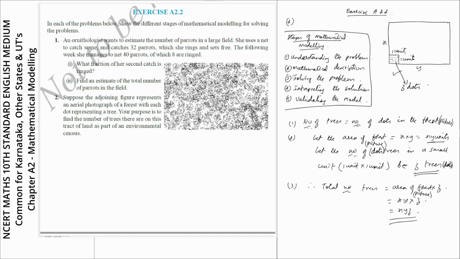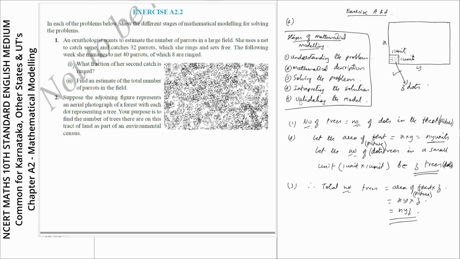Okay, so the second stage is mathematical description. If x and y are the length and breadth of this picture, then the area of this picture is x into y, equal to xy units. Let z be the number of dots in this small area. Let the number of dots in a small unit be z dots. So here there are z dots. Now if you multiply z into the area of this picture, we get the total number of trees.